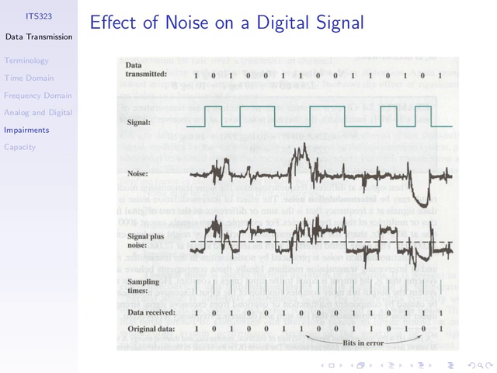So what the receiver does is take the received signal, and its goal is to work out what was the transmitted data. And what it does is apply the mapping that's been used at the transmitter.